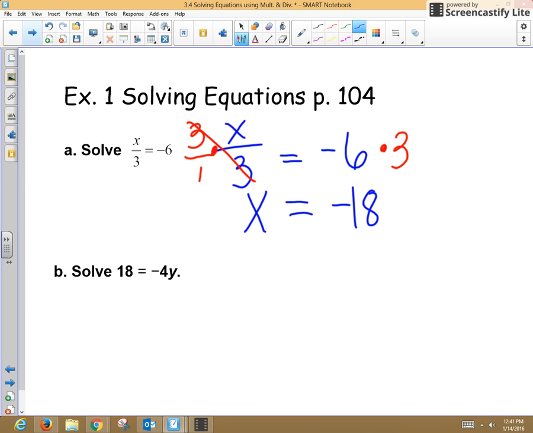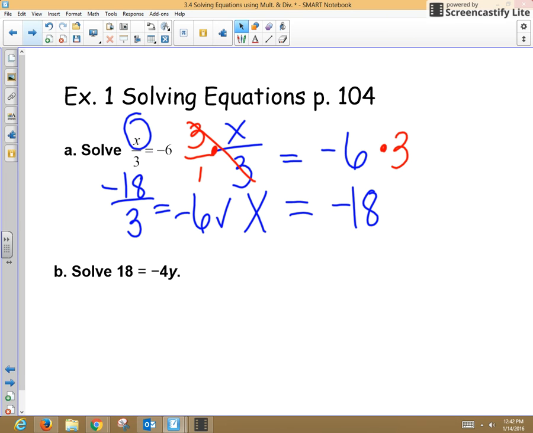Now, we're not done yet because I want you to go back and check. x is a number. Some number divided by 3 will make negative 6. So we can go back and check. Negative 18 divided by 3 does equal negative 6. Therefore, we are correct.